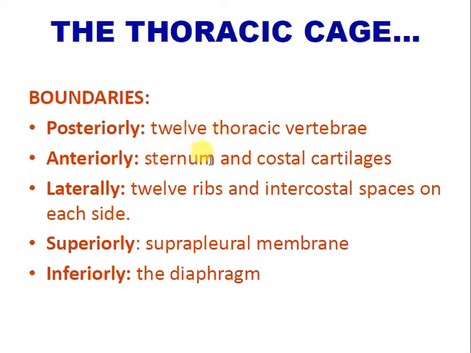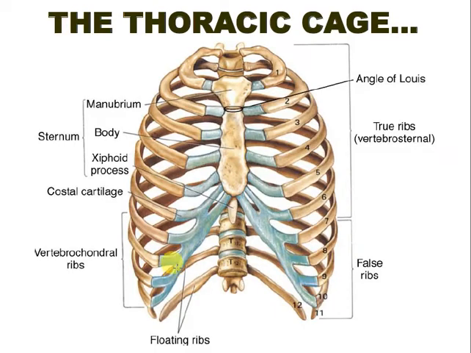Anteriorly it is bounded by the sternum and the costal cartilages. Laterally, it is bounded by 12 ribs and intercostal spaces on each side, superiorly by the suprapleural membrane, and inferiorly by the diaphragm. This is how the thoracic cage is. So this is the diagram of the thoracic cage.